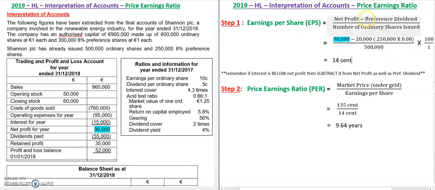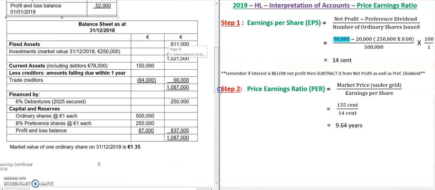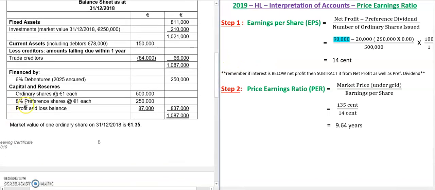Okay, so then we have to calculate our preference dividend. So we need to go to our balance sheet. You can see it says 8% preference shares, €1 each, 250,000. So I'm just going to highlight those, 250,000, and the 8% there as well. So what I did was the 250,000 multiplied by 8% gives me €20,000. So it's €20,000.